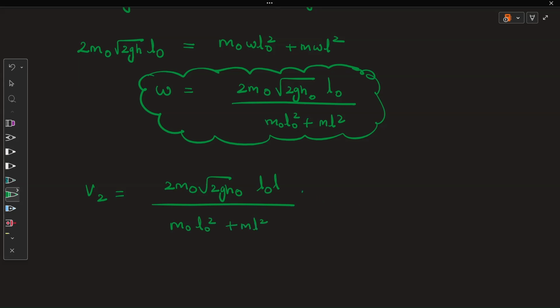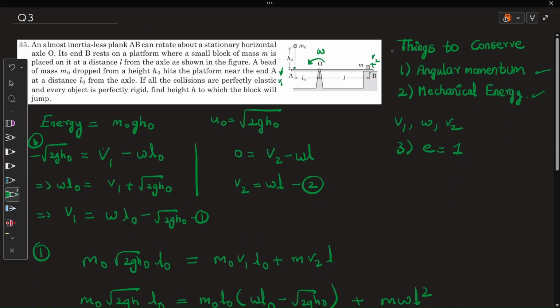Now what is the h max? H max is nothing but v square by 2g, so v2 square by 2g. If you just square it and divide by 2g, you get the final answer, which is the maximum height reached by this particular block M.